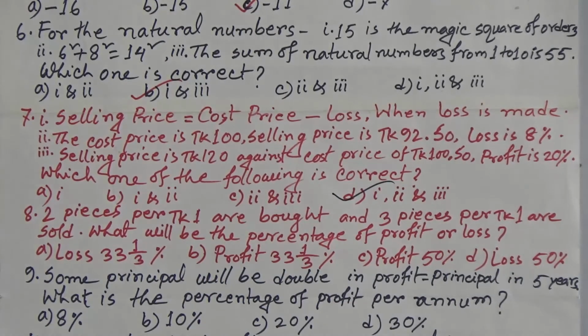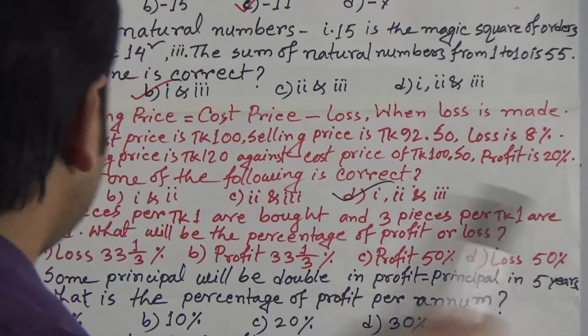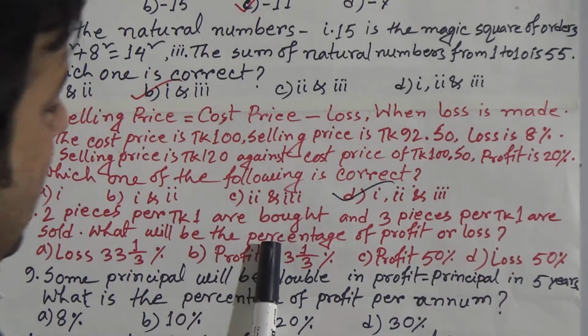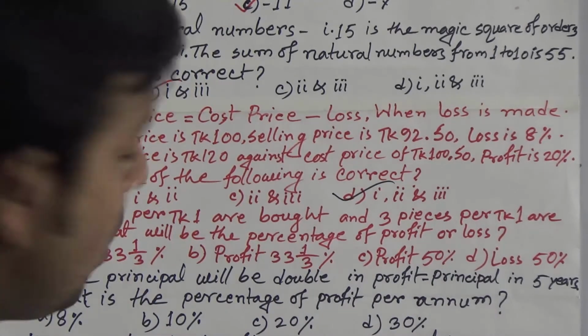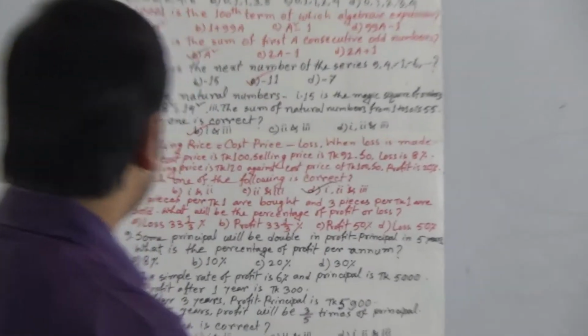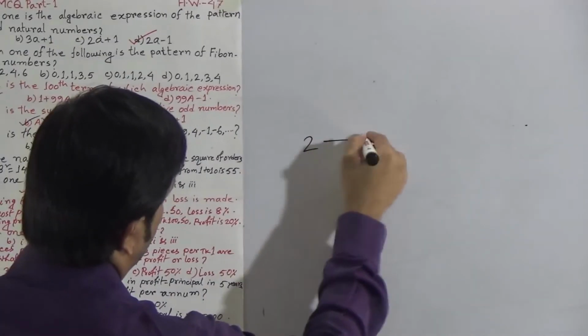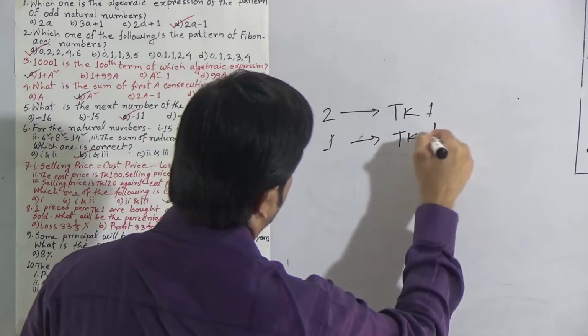Now question 8. 2 pieces per taka 1 are bought and 3 pieces per taka 1 are sold. What will be the percentage of profit or loss? Dear students, you know, to find this, at first we have to solve the question in this way. Now see, here the cost price of one piece will be, as the cost price of 2 piece is taka 1, so cost price of 1 piece will be taka 1 by 2.